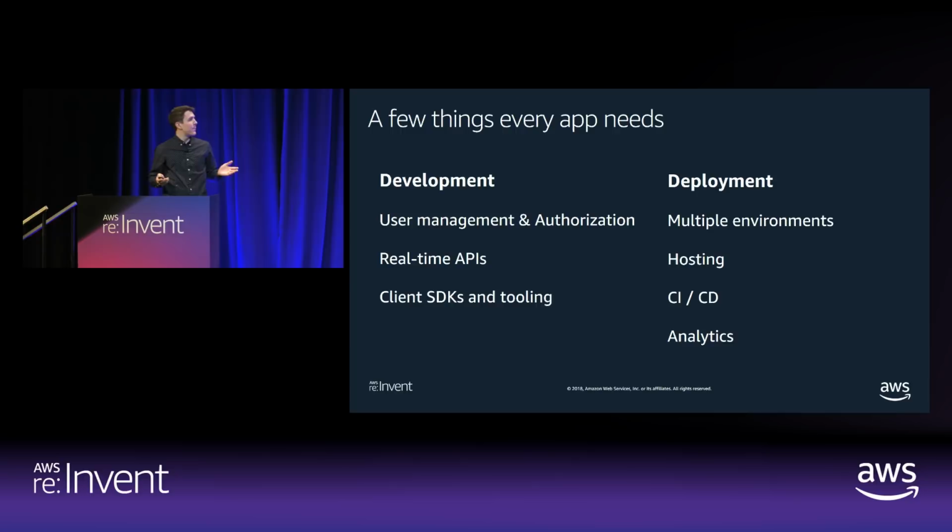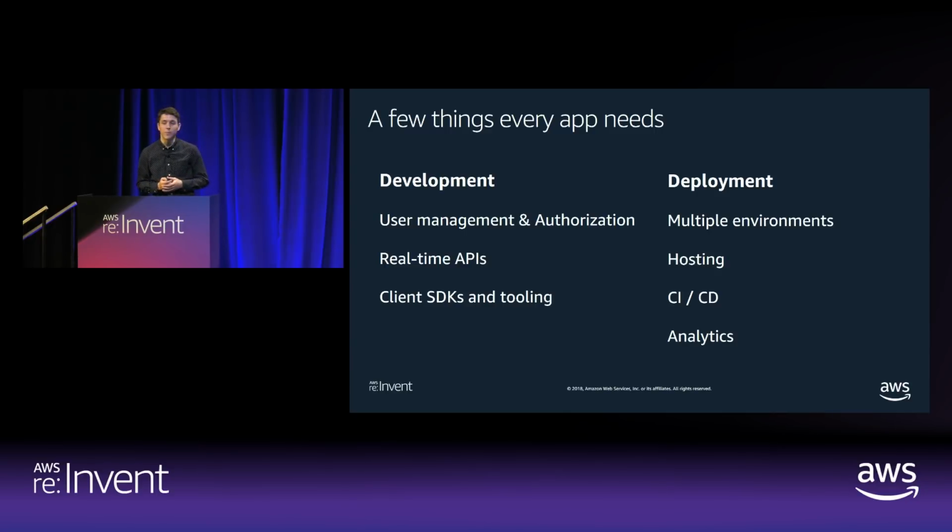So what does every app need? These are just a few things. There's more. But one of the first things you have to think about is user management and authorization. That includes things like how are your users going to log in, as well as how are you going to authorize users to access certain subsets of data that you operate on in your application.